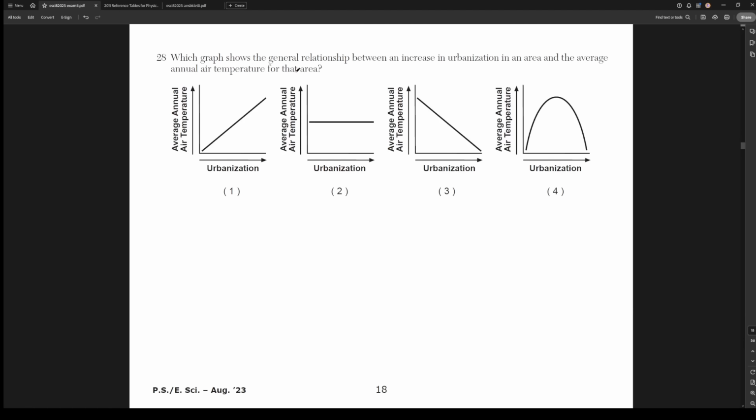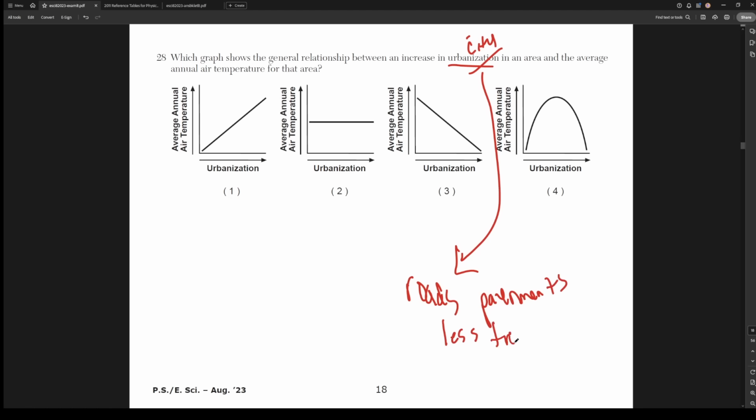Which graph shows the relationship between an increase in urbanization and the average annual air temperature? This means that the area is becoming a city. What does that entail? That would entail roads, pavements, lots of people, less trees, things like that. Cities mean more smoke and pollution, so temperature is going to go up automatically. So it's going to be 1.